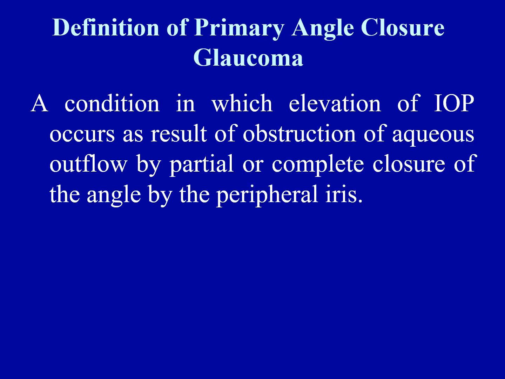So primary angle closure glaucoma is a condition in which elevation of intraocular pressure occurs as a result of obstruction of aqueous outflow by partial or complete closure of the angle by the peripheral iris. Usually one eye is affected and the patient presents with narrow angle glaucoma. But this condition is usually bilateral. If one eye is affected, the other eye is prone to have narrow angle glaucoma in the future.